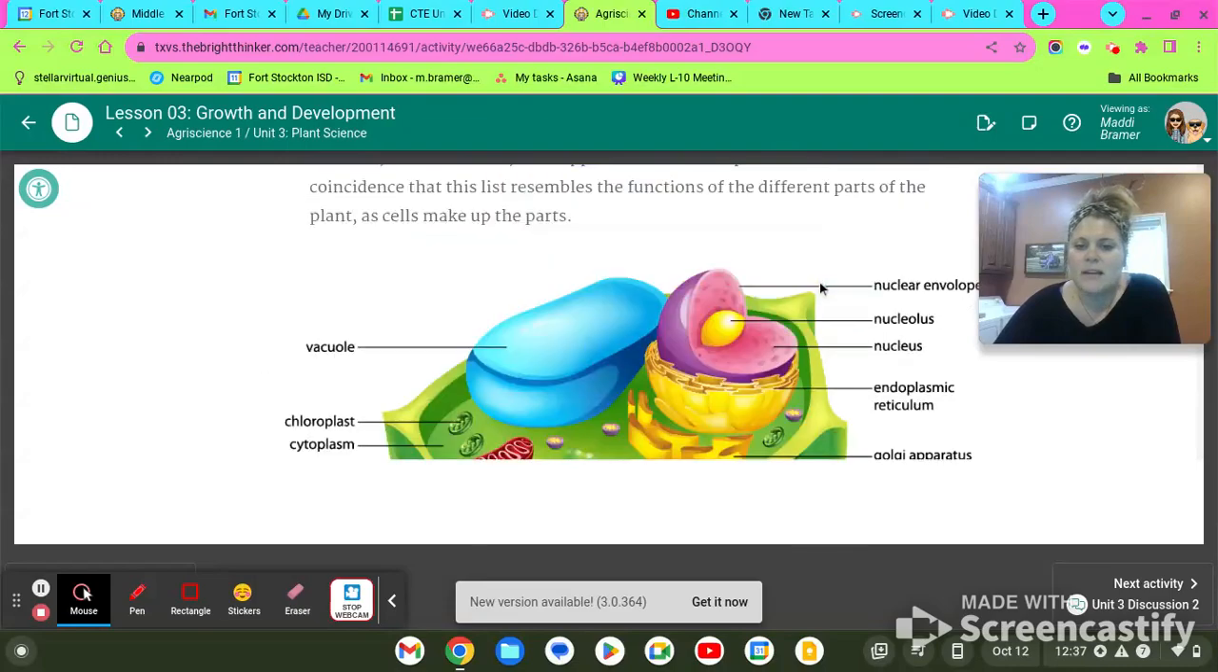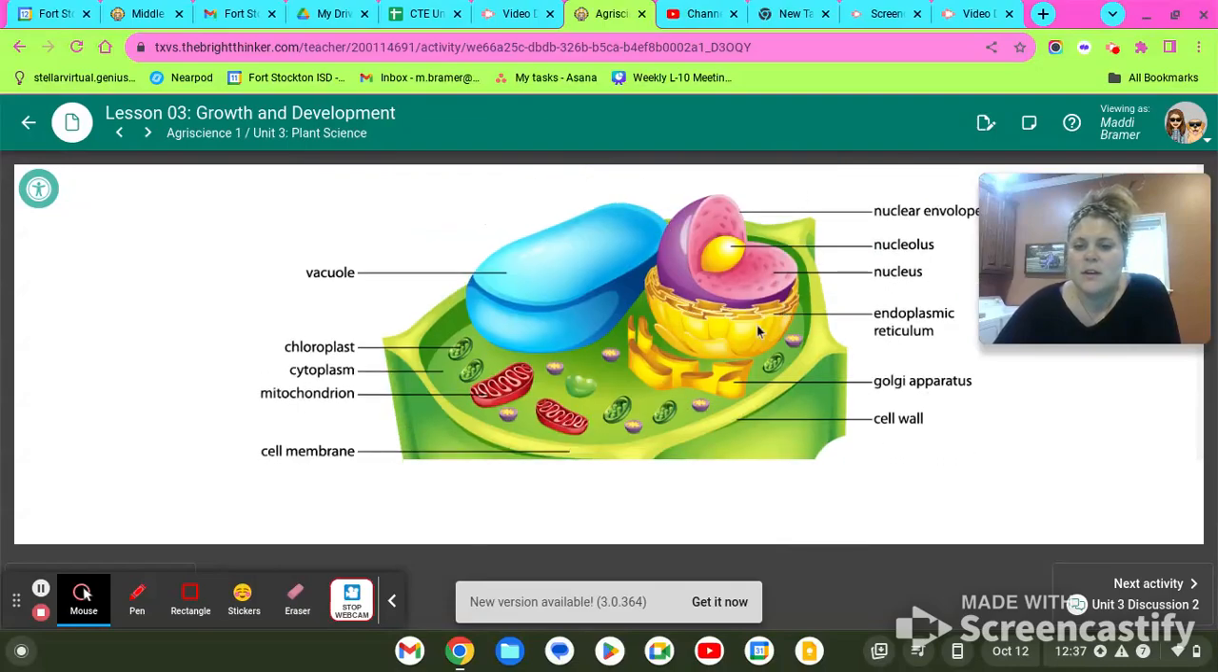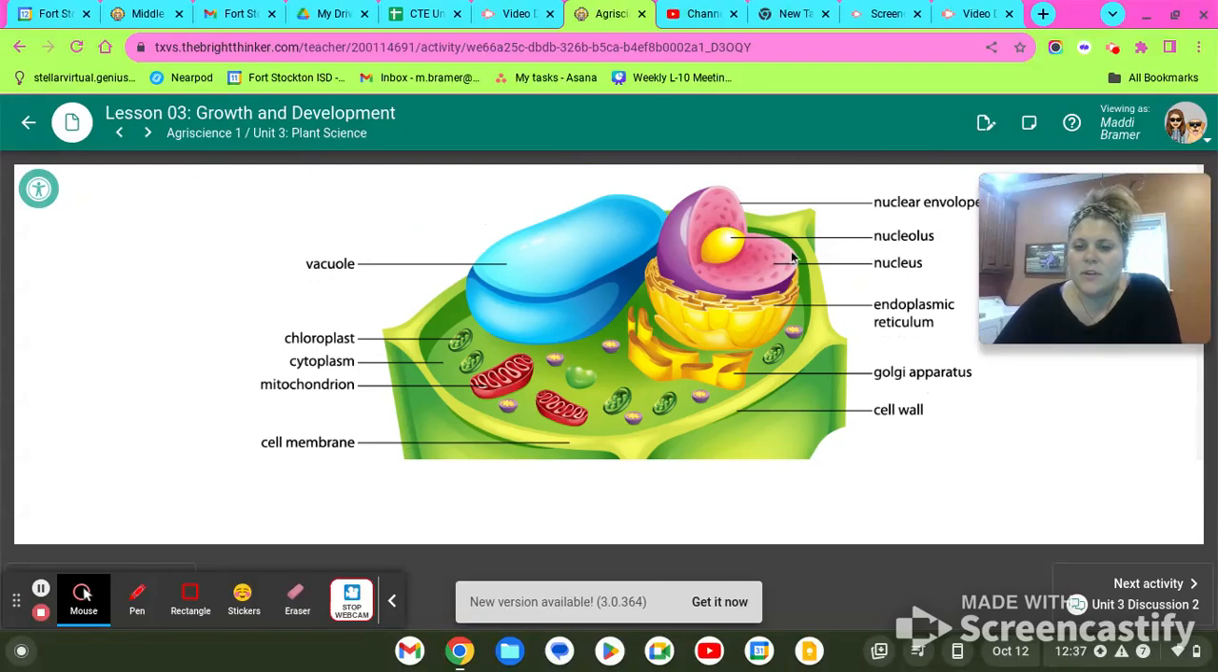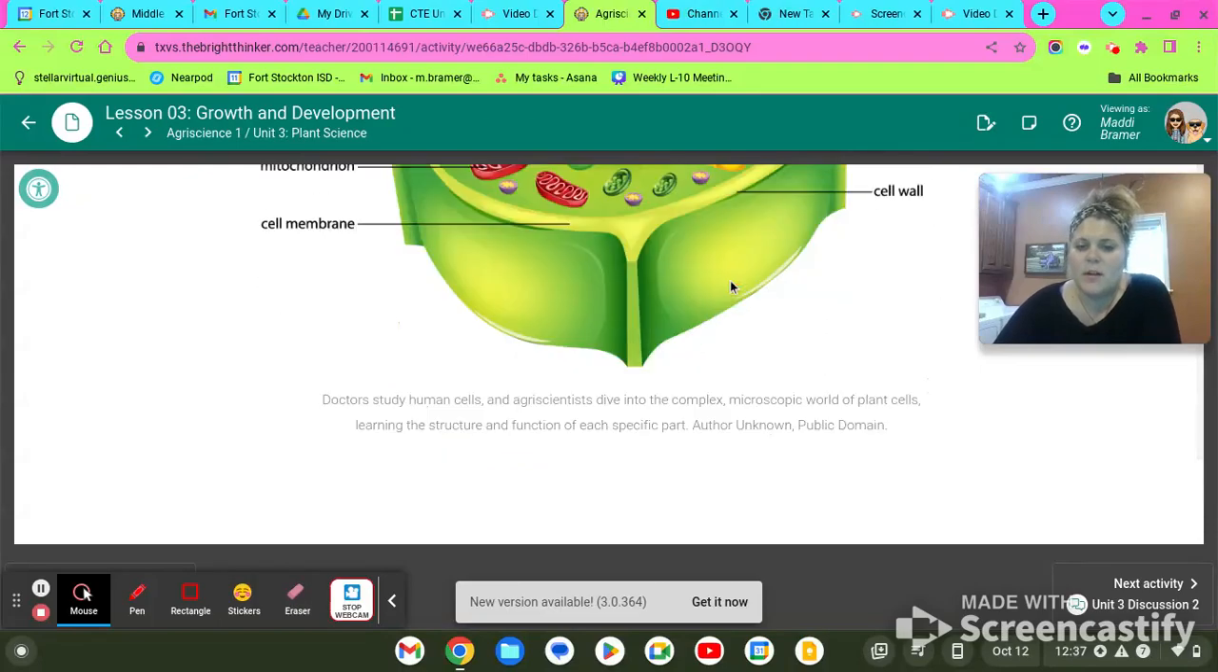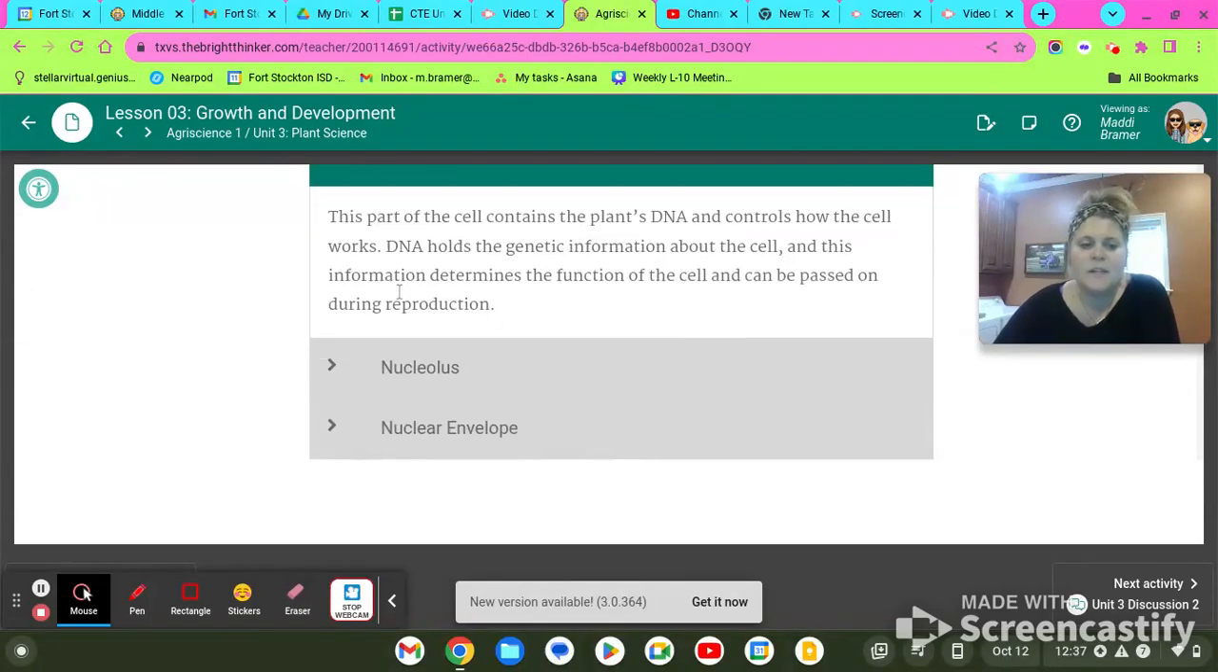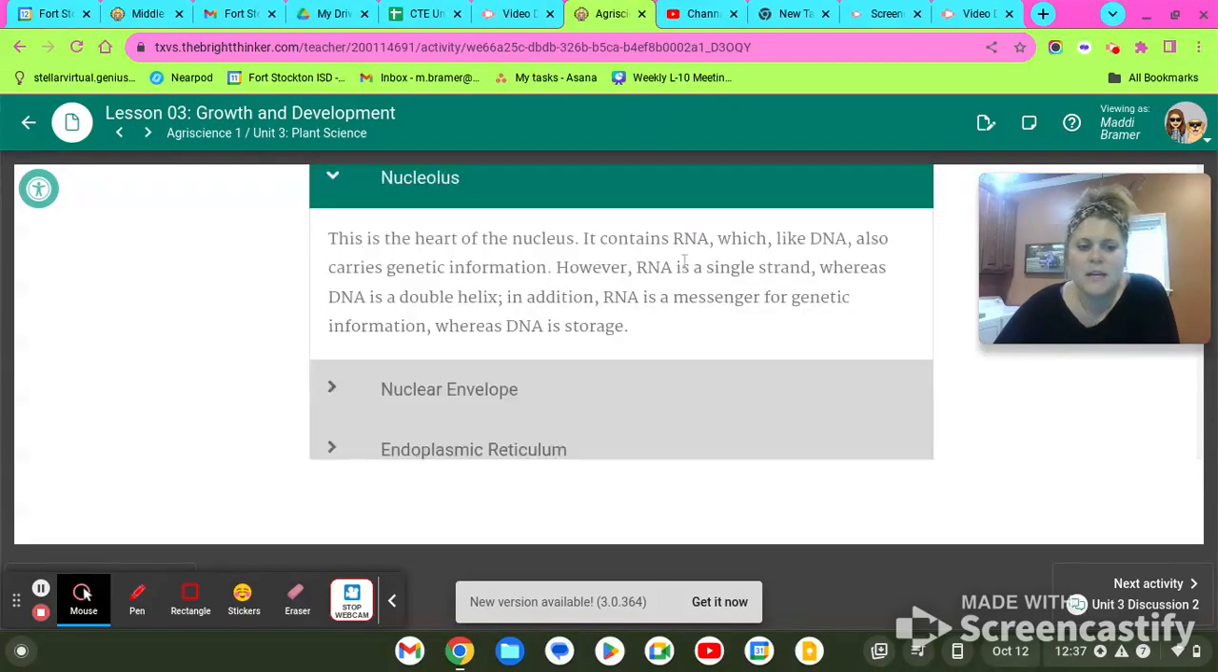Nucleus, that's like the brain. So right here, this purple, we have the nucleus with the nucleolus and nuclear envelope. All that's together. So this contains the DNA. So this is the very important part. Holds the genetic information about the cell, makes the plant what it's going to be.